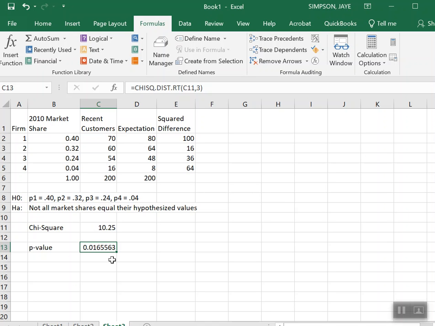Now, notice that this test does not tell us which one has changed. It doesn't tell us how many have changed. Have all 4 changed? Has just one of the 4 changed? If it was just one of the 4, which one was it? Was it 2 of the 4? Was it 3 of the 4? We don't know. All we know is that the market share is different. Okay, that's all we can say. We can reject the null hypothesis that the market share is the same as it was in 2010, but we can't draw any other inferences from this.